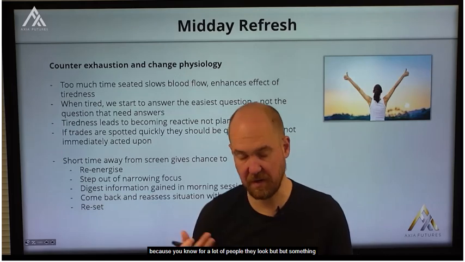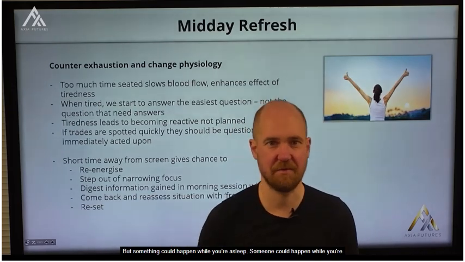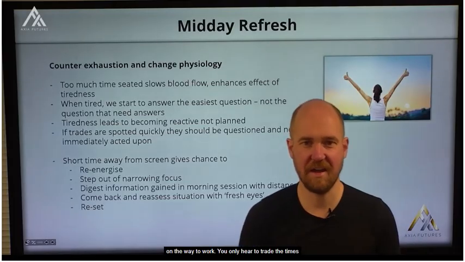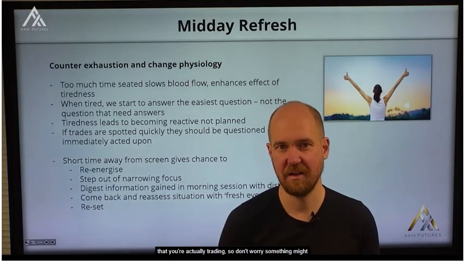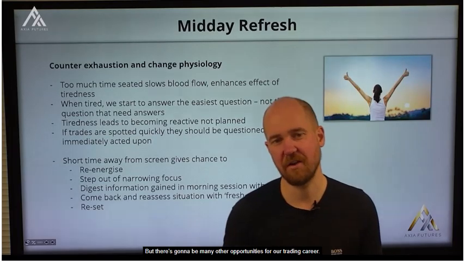So make sure, and it's crucial to trading, and it's something that is overlooked because, for a lot of people, they look at it, but something could happen whilst I'm away from my desk. Yeah, that's true. But something could happen whilst you're asleep. Something could happen whilst you're on the way to work. You're only here to trade the times that you're actually trading. So don't worry, something might happen. But there's going to be many other opportunities throughout a trading career.